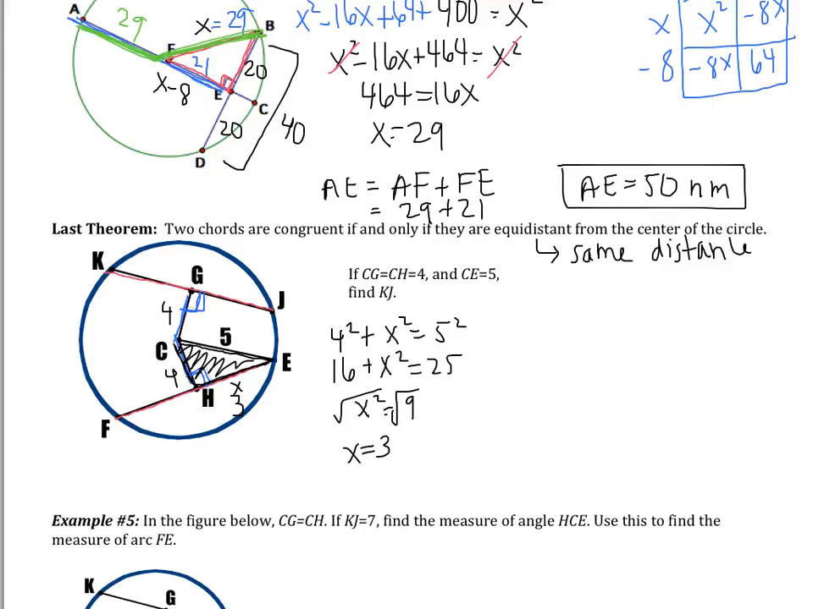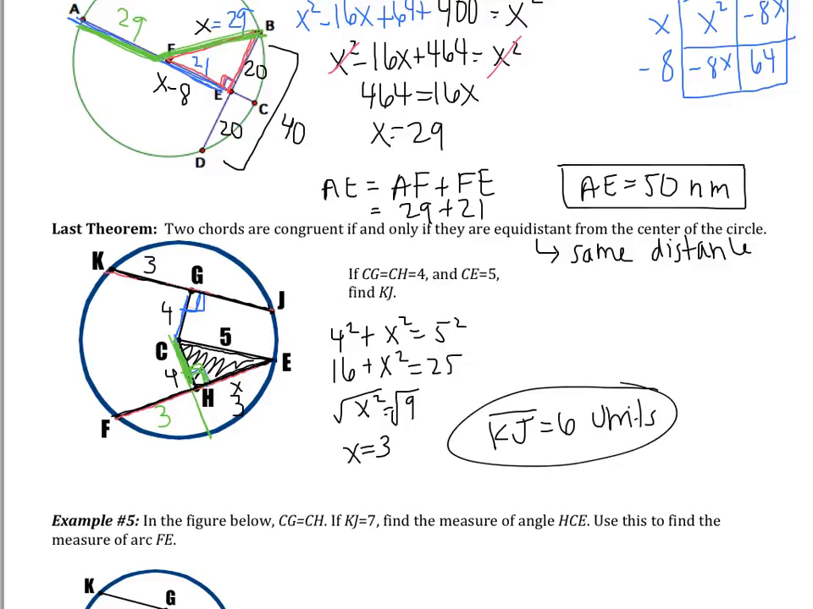Well, remember from the second theorem we learned that if a radius or a diameter is perpendicular to the chord, it bisects the chord. In this case, I have this radius. It would be a radius if I continued it. It's perpendicular to the chord, so it's going to bisect the chord. If HE is 3 then, FH is also going to be 3. Now, because FE is the same distance as KJ from the center, they're congruent. So FE is 6, so KJ is also going to be 6 units. And it's split into 3 and 3 also.